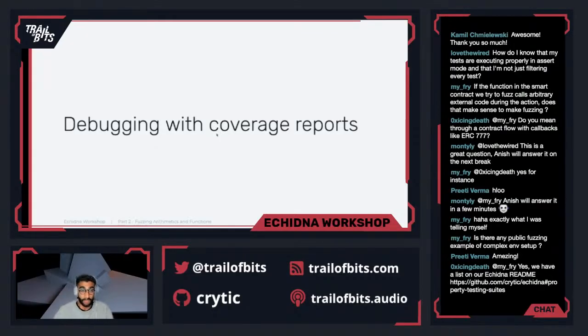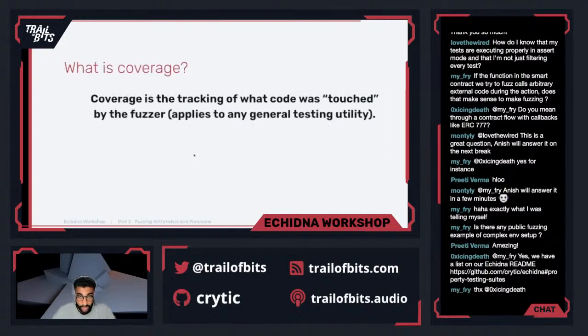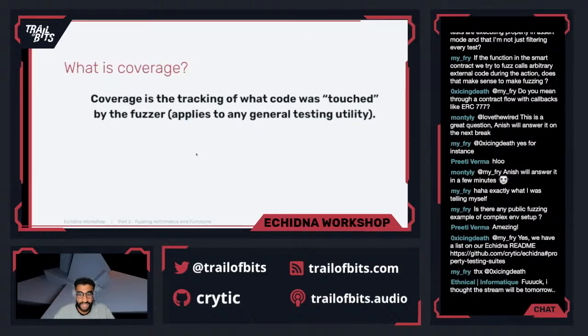All right. So what is coverage before we talk about the report part of it? Coverage is the tracking of what code was touched by the fuzzer. And this actually applies to any general testing utility. So Hardhat has a concept of coverage. When you ask for what's my unit test coverage, Hardhat will tell you, hey, Anish, your unit test covered 70% of this contract and 30% of this contract.